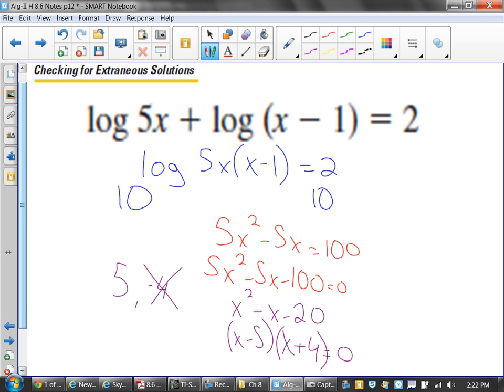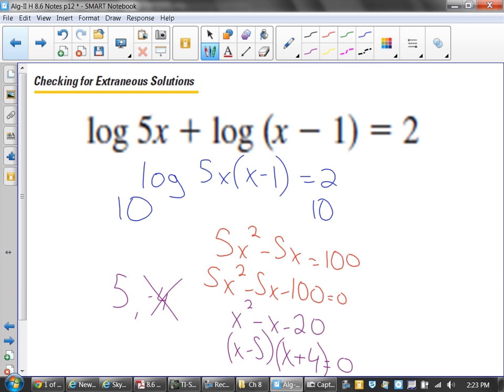One thing I will remind you of: if it's only a single answer, it's very quick to check one answer. If it's 2 possible solutions, always take a second to double check your solutions. It only takes a second, okay? Worth it.